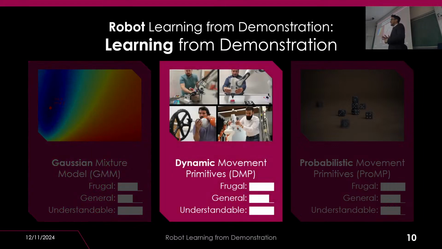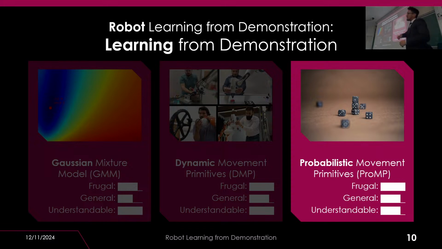Next, dynamic movement primitives, or DMP for short, a very frugal, general and understandable method based on dynamical systems, specifically a second-order dynamical system which approximates the dynamics of a given measured movement or behavior. This method is based on a forcing term. I will be talking about that later in detail, that basically embeds the movement in a dynamic movement primitive, which is what we call the method.